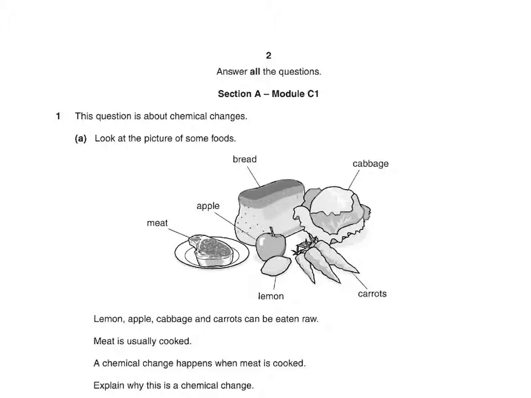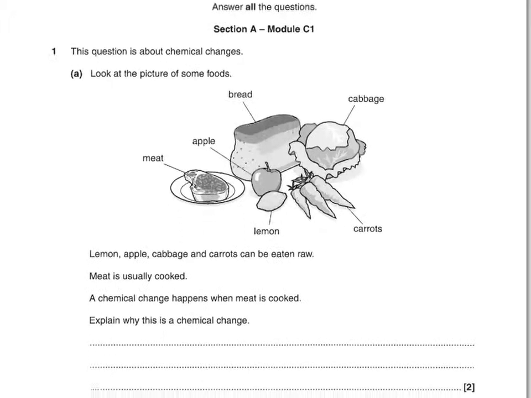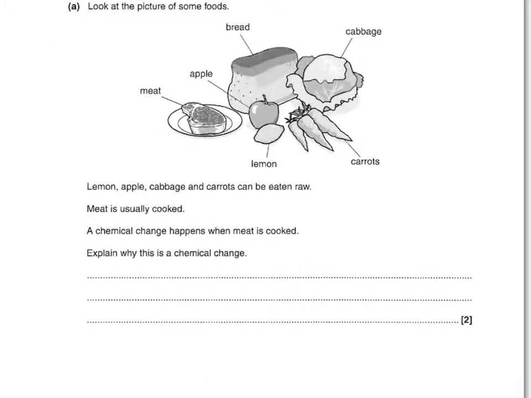So, on to the chemistry section. It says this question is about chemical changes. Look at the picture of some foods. There are the foods. It says lemon, apple, cabbage and carrots can be eaten raw. Meat is usually cooked. A chemical change happens when meat is cooked. Explain why it's a chemical change.